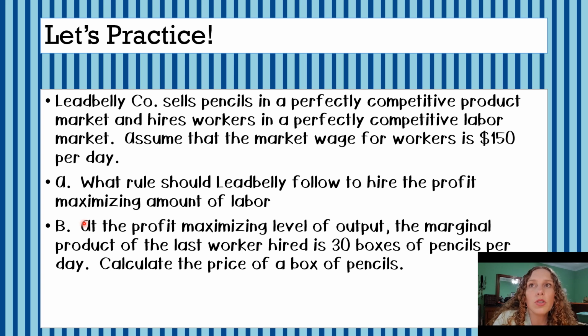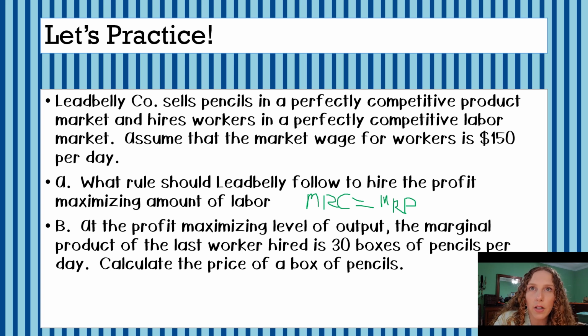First of all, what rule should Lead Belly follow to hire the profit maximizing amount of labor? Well, that is going to be where the marginal resource cost, or marginal factor cost, equals the marginal revenue product of labor. Okay, so MRC equals MRP, or MFC equals MRP, whichever way you're doing that. At the profit maximizing level of output, the marginal product of the last worker hired is 30 boxes of pencils per day. Calculate the price of a box of pencils.